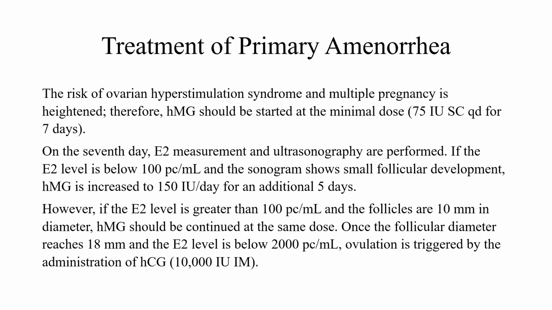The risk of ovarian hyperstimulation syndrome and multiple pregnancy is heightened. Therefore, it is better to start with a minimal dose and then gradually increase the dose. On the 7th day, estradiol measurements and ultrasound measurements are performed. If the estradiol levels are below 100 picograms per ml and the ultrasound shows a small follicular development, then the human menopausal gonadotropin is increased to 150 international units per day for an additional 5 days.